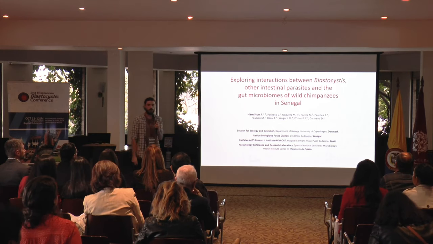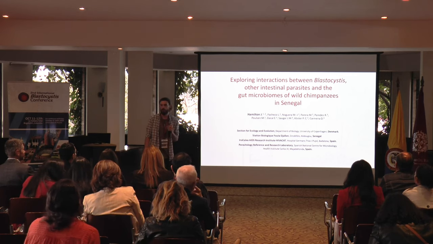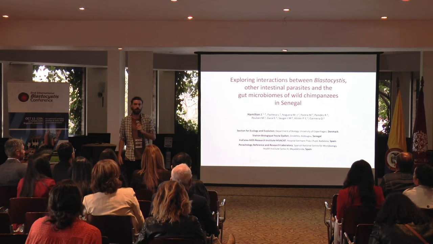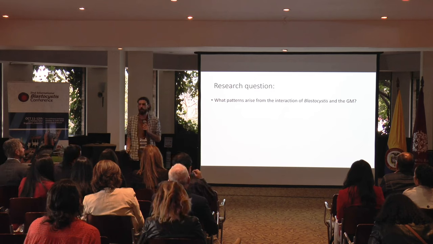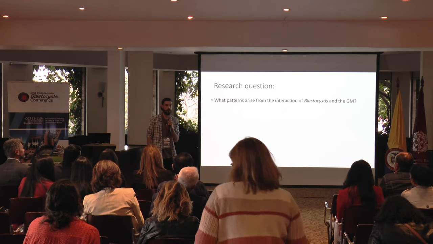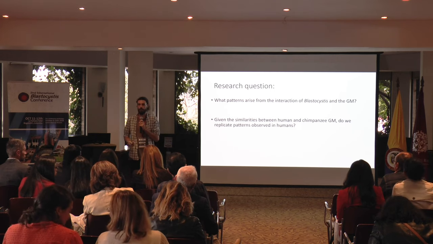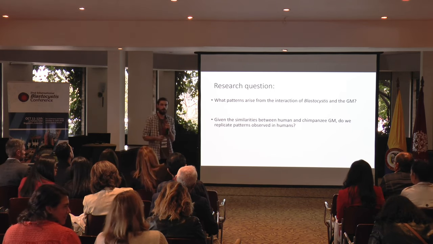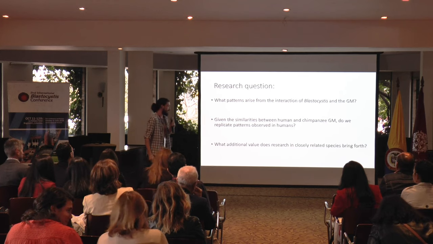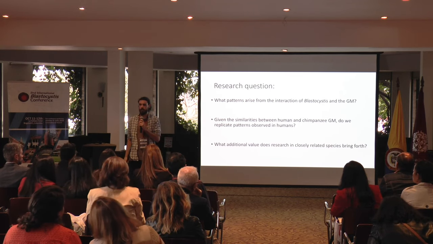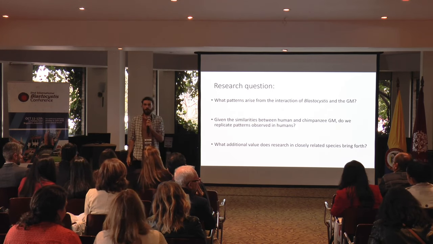This work is called Exploring the Interactions Between Blastocystis, Other Intestinal Parasites, and the Gut Microbiomes of Wild Chimpanzees, and it was conducted in Senegal. So the research question is, what interactions do we see between the gut microbiota and the presence of Blastocystis? But more so, are these patterns similar to the patterns that we find in humans? Because the chimpanzee microbiome is very similar to the human microbiome, at least the non-Western human microbiome. And finally, what extra information can we get out of studying wild animals, if not also animal models, but especially wild animals?